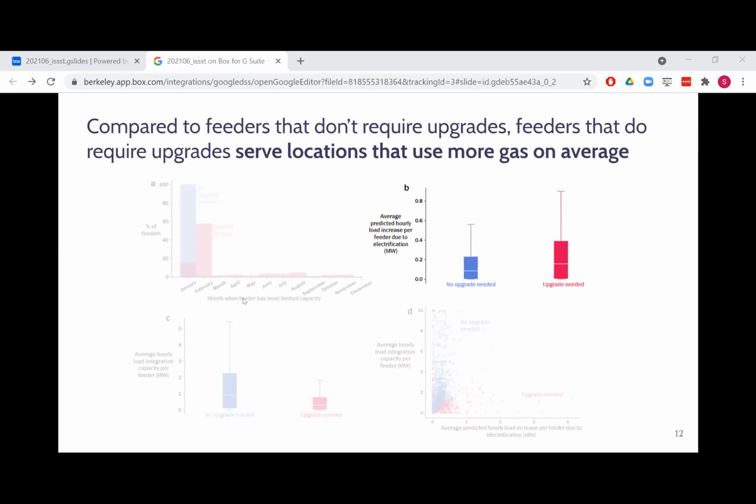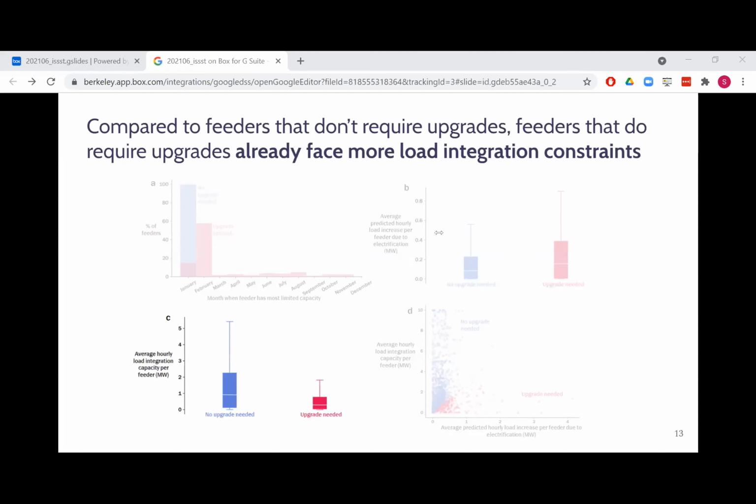Here, again, we're comparing feeders that don't require upgrades versus feeders that do. The y-axis shows an average predicted hourly load increase due to heating electrification. You can think of this as proportional to gas usage. It's scaled by our assumed equipment efficiencies. Locations with feeders that require upgrades also tend to serve households that use more gas overall, although there's quite a bit of variation in both cases.